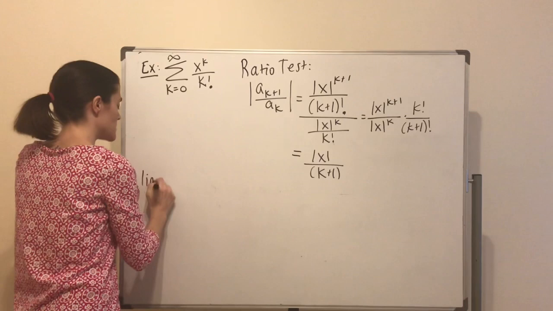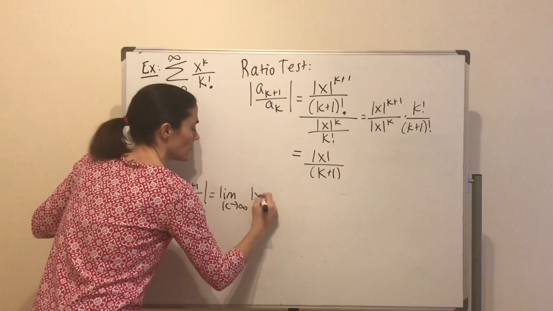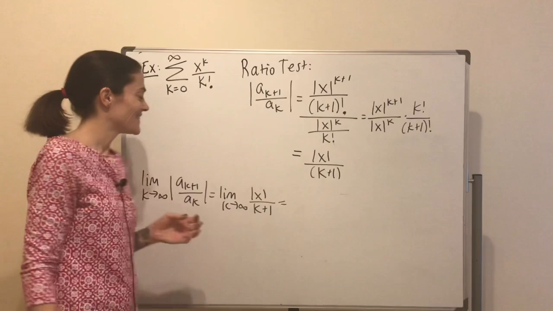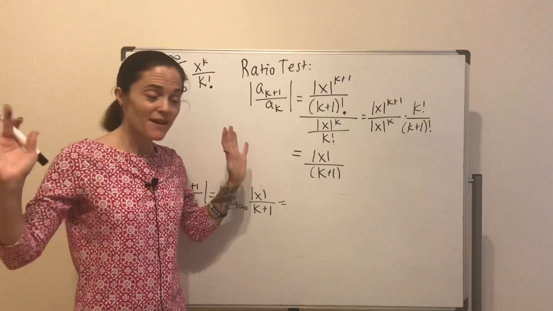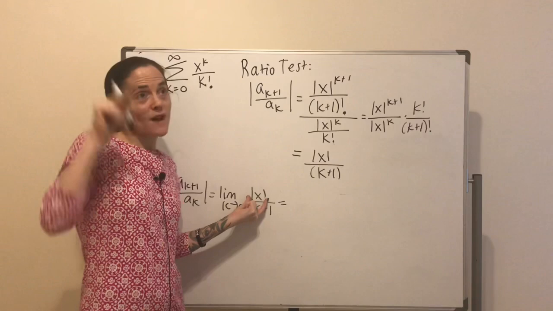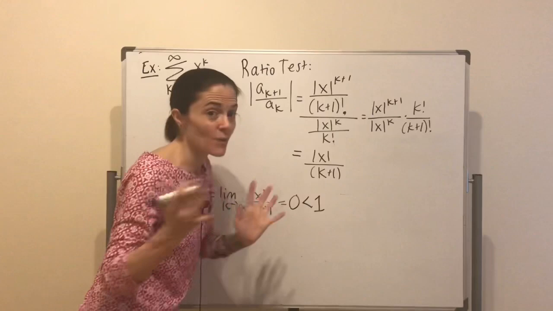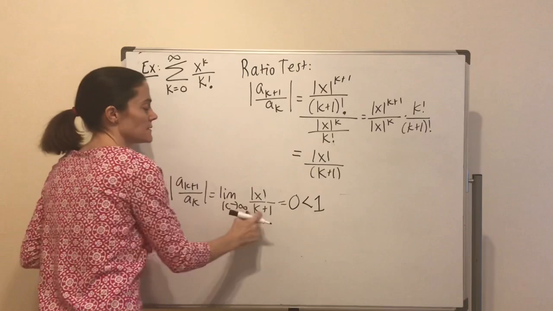Okay, so then we take a limit as k goes to infinity of absolute value a_(k+1) over a_k. It's a limit as k goes to infinity of this. Okay, well, x is not varying with k. So this is fixed with respect to k. The only thing varying here is k, which goes to infinity. So, okay, we can think of absolute value of x as a fixed numerator, and then k is growing without bound. This limit is zero, which is less than 1, no matter what x is, okay? No matter what x, this limit is 0, which is less than 1. Ratio test.